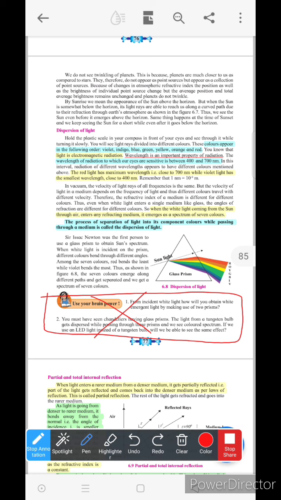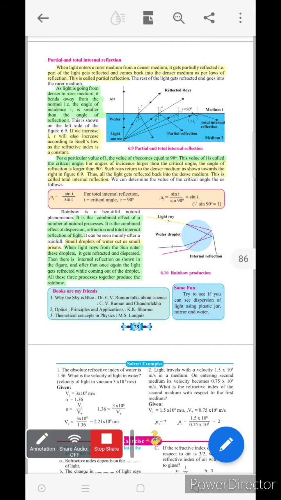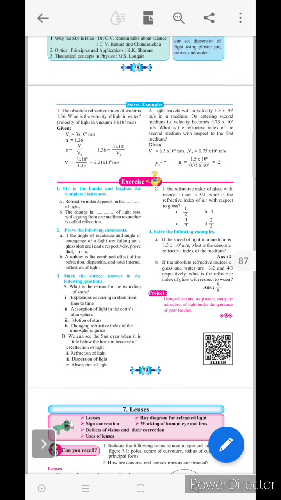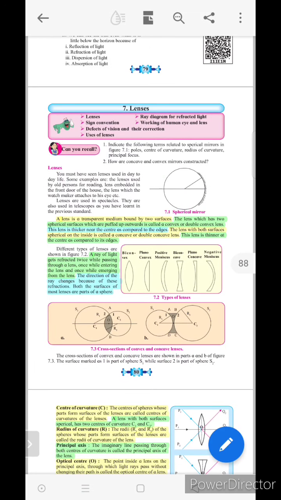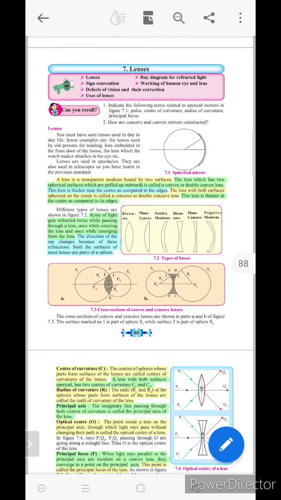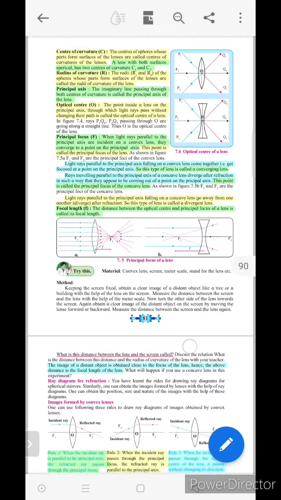Now we will move on to the next page. There is no reduction, and here the lesson number 6 is completed. Now we will move on to the lesson number 7. On page number 80 there is no reduction. Page number 81 also there is no reduction.